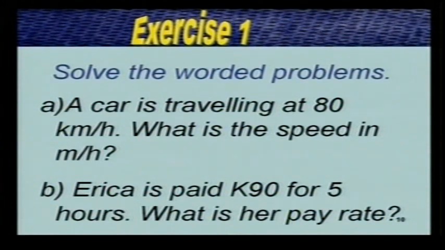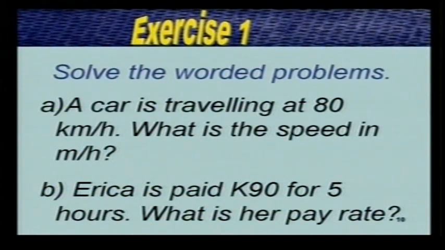Good girl. Simple. 1 meter per hour. How did you get 1 meter per hour? Okay, now you are going to change this kilometer into meter. So, how many meters in 1 kilometer?